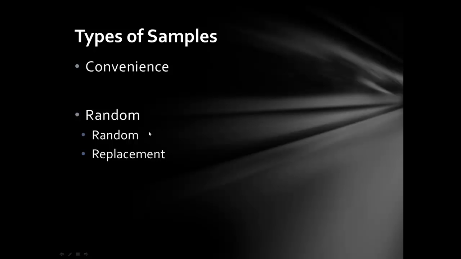Now, random samples. This is typically a more accurate representation of the population because a random sample has to meet these two conditions. So the first one, random. This requires that each individual in the population has an equal chance of being selected. So there's no bias in selection.